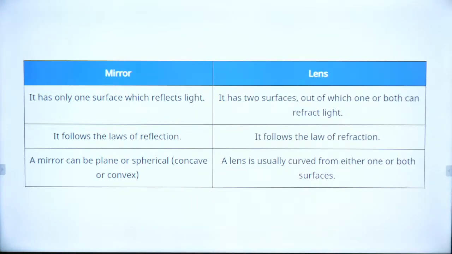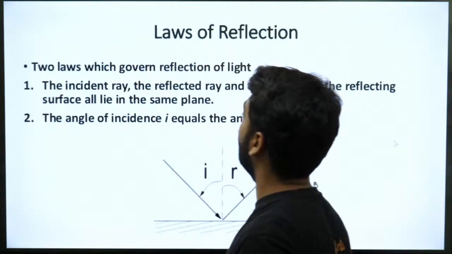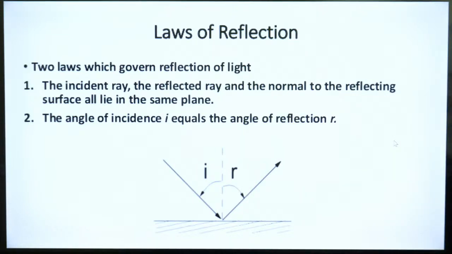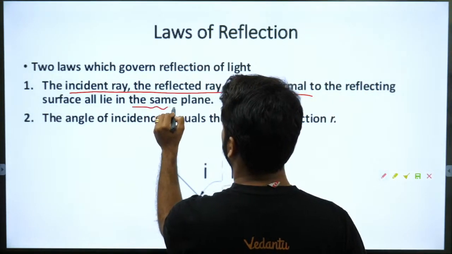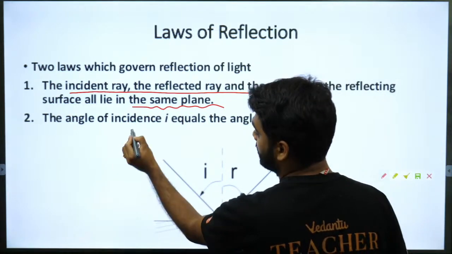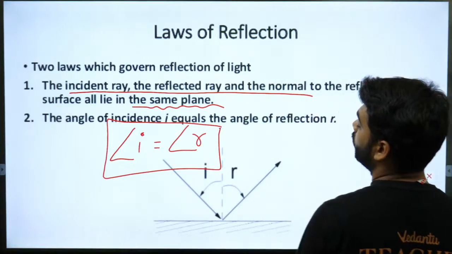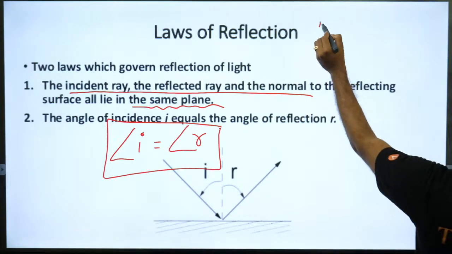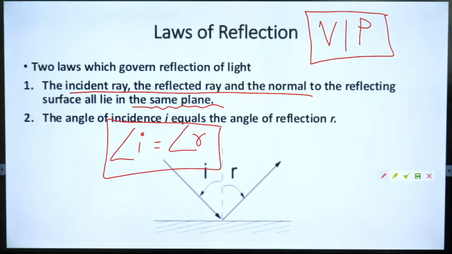Right? Moving on. Now, what are the laws of reflection? Again, it is super important that the incident ray, the reflected ray and the normal all lie in the same plane, and the angle of incidence is equal to the angle of reflection. These are the two important laws. This is a super VIP slide. Laws of reflection, very important. Okay?